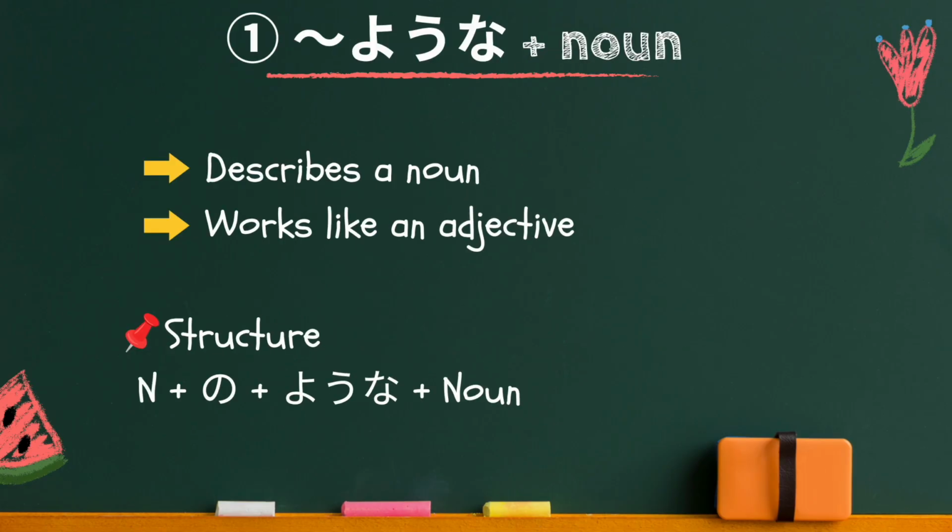ような plus noun describes a noun, and it works like an adjective. So the grammar format is this. Noun のような noun. So a noun comes after this ような, and this ような functions like an adjective.